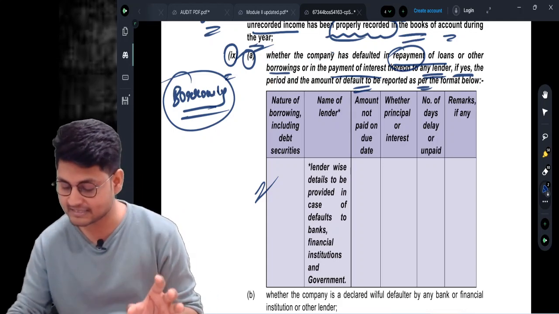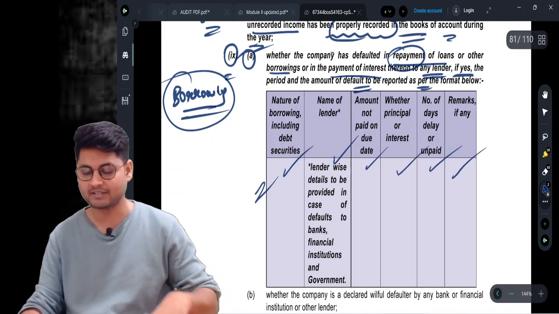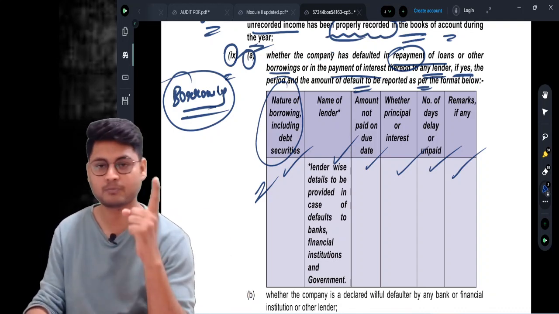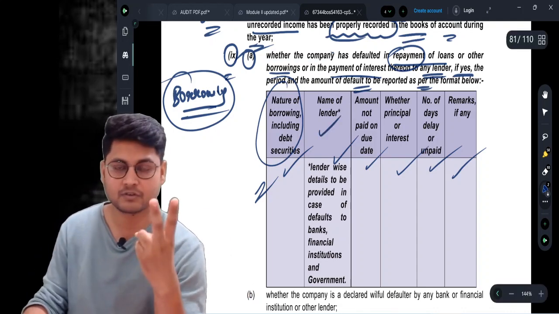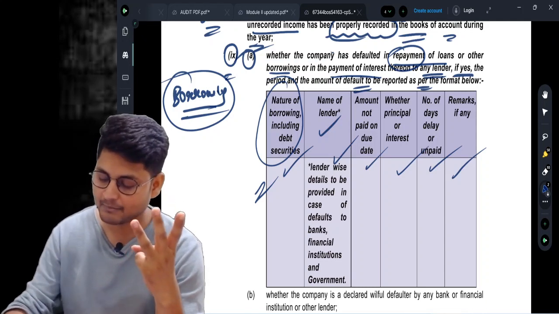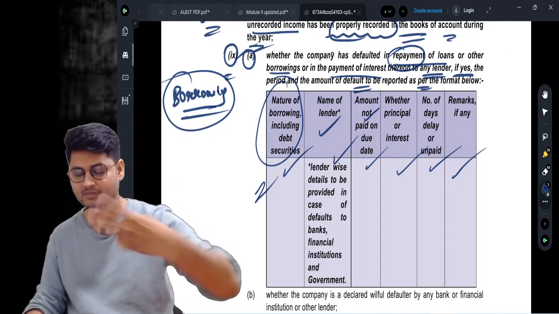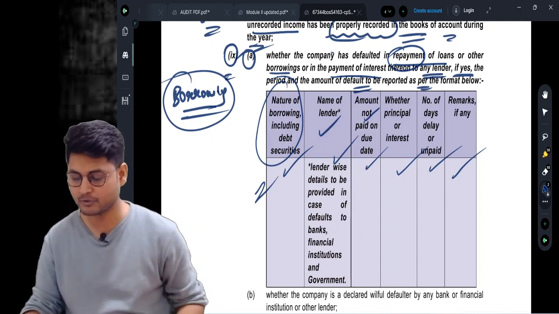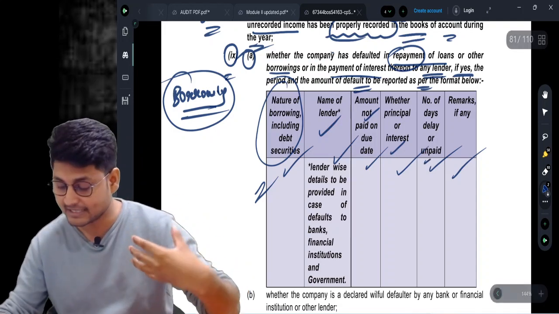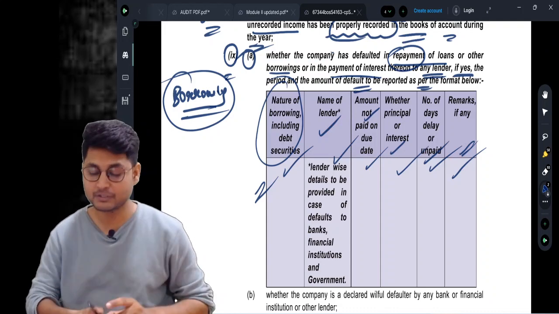The format contains 6 columns. First one, nature of borrowing. In what way you borrowed? Point number 2, name of the lender, from where you borrowed, from whom you borrowed. Point number 3, amount not paid on the due date. So the due date has come, but the amount is not paid. That is the amount you need to report. Point number 4, whether it is principal or interest, and number of days of delay, and any remarks you need to write here in the last column. This is the format you need to remember.